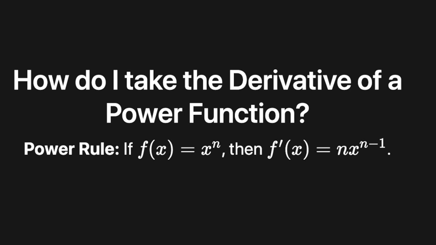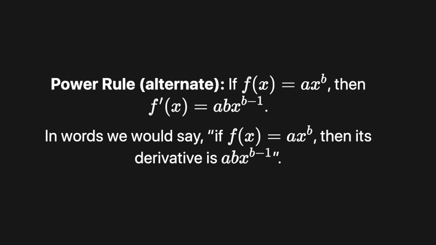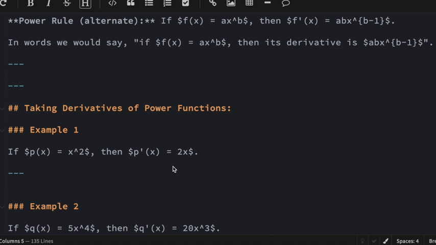There is an alternate way where we consider a constant multiple in front. If we have a times x raised to the b, then the derivative is a times b times x raised to the b minus 1. This is really a combination of the previous rule with constant multiple rule. Whichever way you prefer to think about power rule, it should be straightforward to apply. Let's look at some examples.